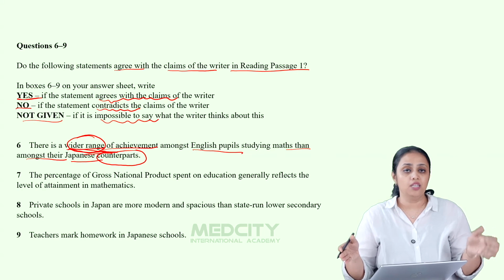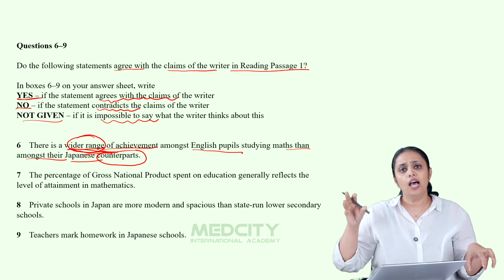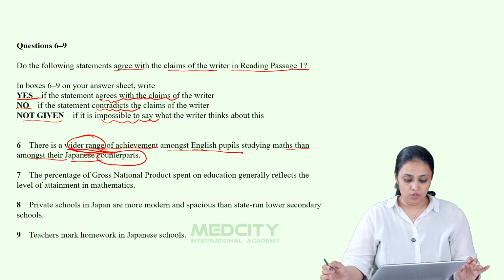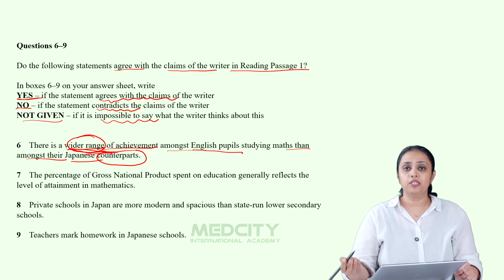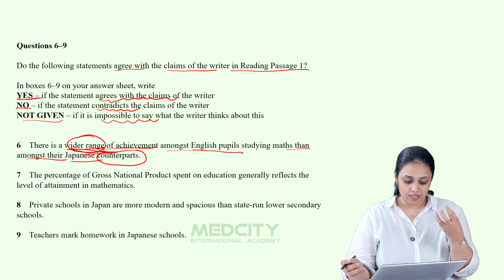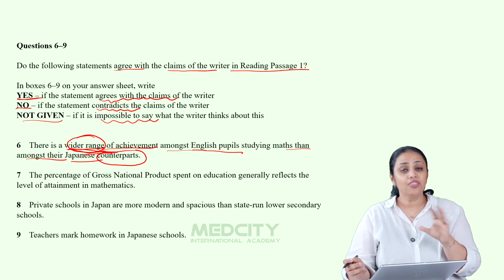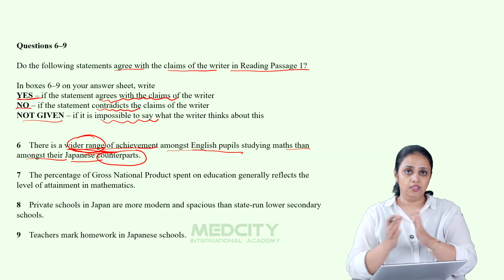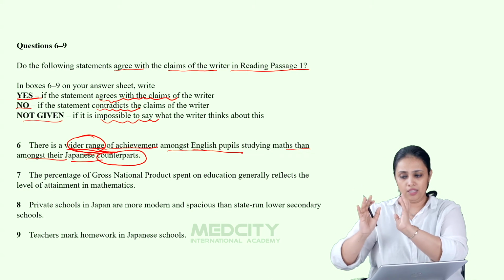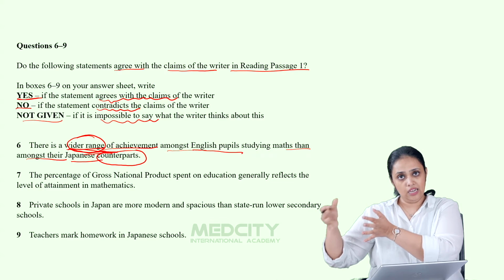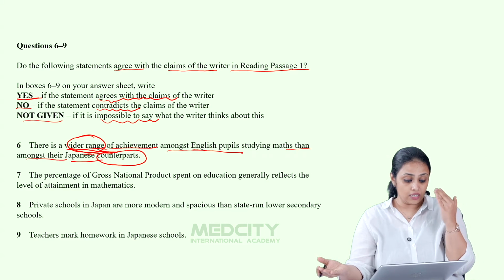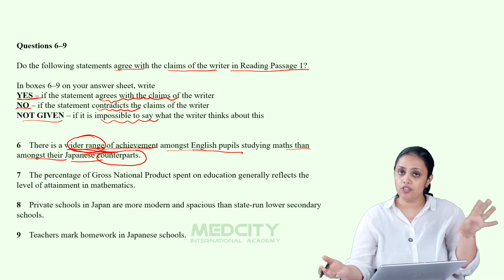The range is wide means very low attaining students would be there, and students who attain very high scores in maths would also be there when it comes to English students, than amongst their Japanese counterparts. In Japanese students, that is not the case. That is what the statement is saying. If the range is not wide, mostly the marks will be accumulated onto one side, either high or low. It's not widely spread out. That is the declaration that is being made through this question, wider range of achievement.